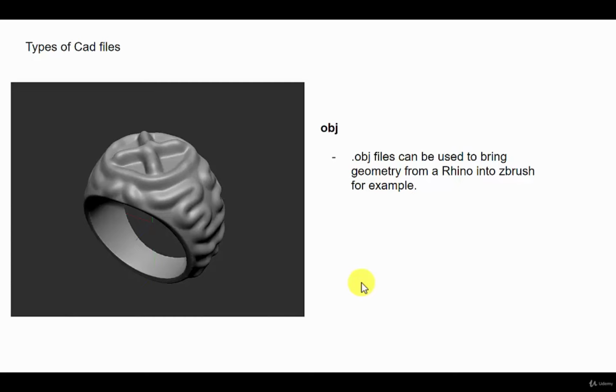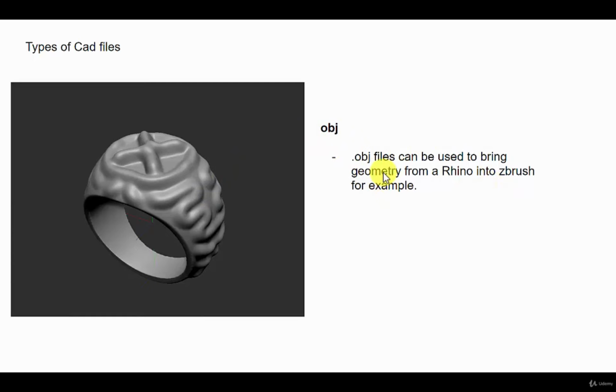Then we have OBJ, that it's mostly used for organic modeling, and other industries as well, they use it for other things. But when it comes to jewelry, one of the most common ways that we see this is when it comes to organic modeling in ZBrush, for example. So in this case, what I did was create the basic geometry in Rhino, save it as an OBJ, put it into ZBrush, do these organic shapes on the sides and on the top, and then save it. So basically OBJ is the file that we would use if we want to play with ZBrush a little bit.